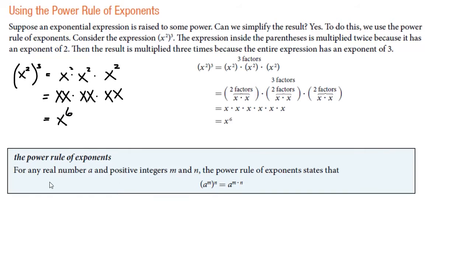So this suggests the power rule of exponents. And that means for any real number a as the base, and positive integers m and n, if we have a to the power m, our exponential expression, all raised to the power n, then this is a to the power m times n.